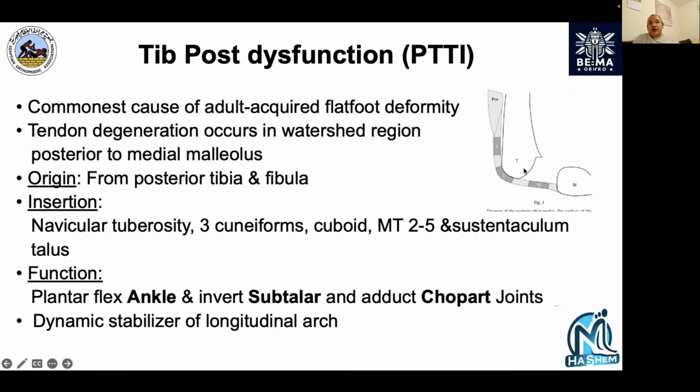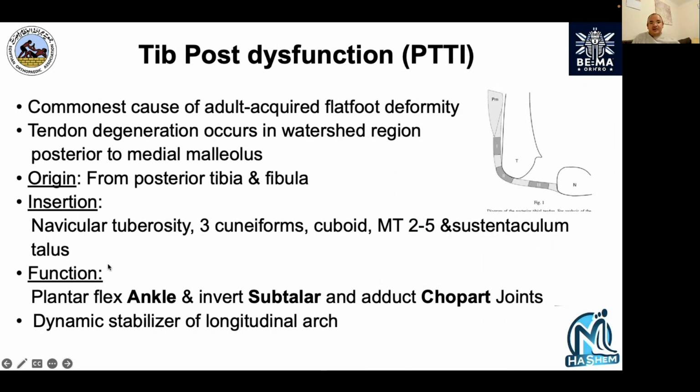So there is no more hind foot inversion or forefoot adduction. And this is when the patient starts to have a flat foot, heel valgus, and forefoot abduction. Tib post normally comes from the back of the tibia, fibula, and the interosseous membrane. It goes to insert into every bone in the midfoot except the base of the first metatarsal. So navicular, cuneiforms, cuboid, metatarsals 2 to 5, and sustentaculum tali. So every bone in the tarsal, mid-tarsal and hind foot except the base of the first metatarsal.